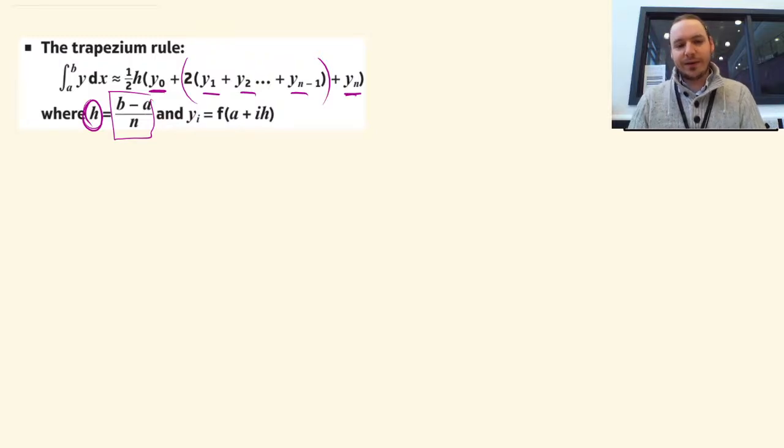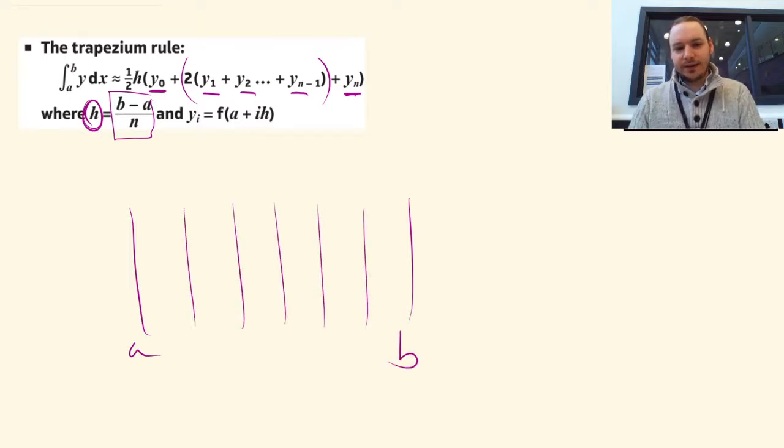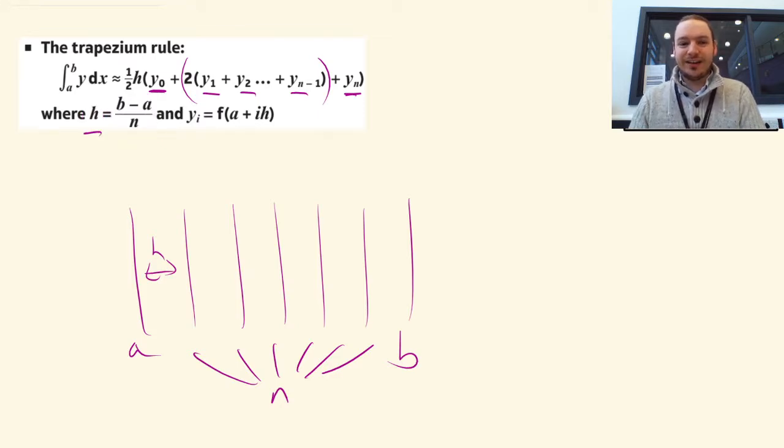Well, the reason it's b minus a over n is because I'm going between a and b, and I'm splitting it into n strips. Well, the width of this whole thing is b minus a, and then I'm dividing it by n, because in this drawing I've drawn 6, so I divide by 6, and I get how wide each individual piece is. Okay, so the formula book tells you how to calculate this, but what it's actually telling you is h is how wide each strip is.